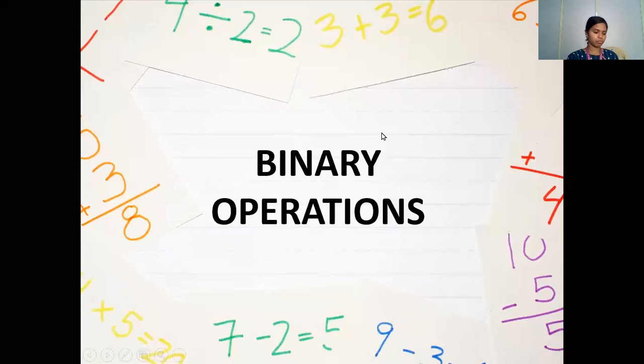Okay, so today we'll begin with binary operations. I hope you have gone through the definitions of binary operation and all those things. In the previous class we had discussed some more definitions regarding the associative property, commutative property, identity element, all those things, correct?